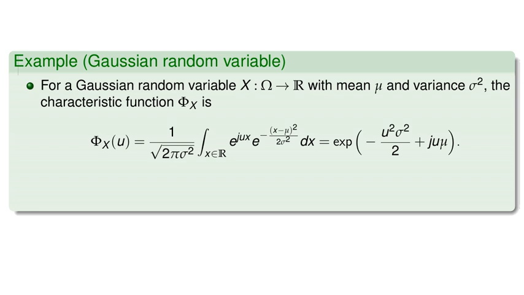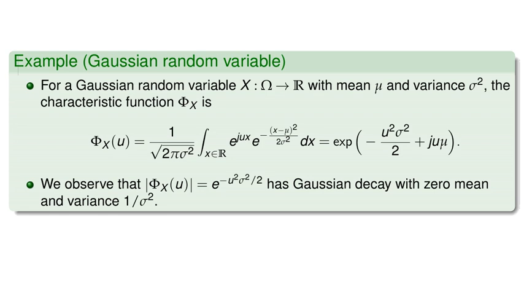Let's look at a key example, the Gaussian random variable. If x is Gaussian with mean mu and variance sigma squared, its characteristic function phi sub x of u is given by the expression 1 over the square root of 2 pi sigma squared times the integral over all real x of e to the jux times e to the power minus (x minus mu) squared over 2 sigma squared dx, and this integral evaluates to the exponential of the quantity minus u squared sigma squared over 2 plus j u mu.